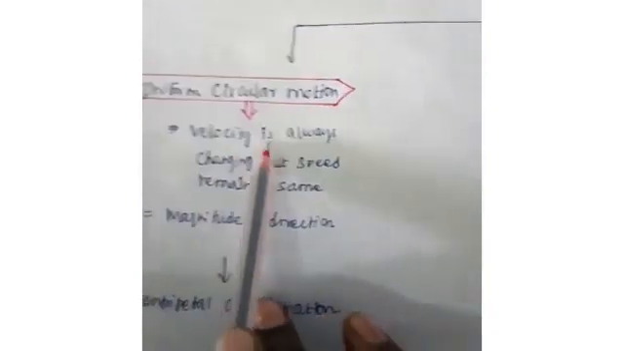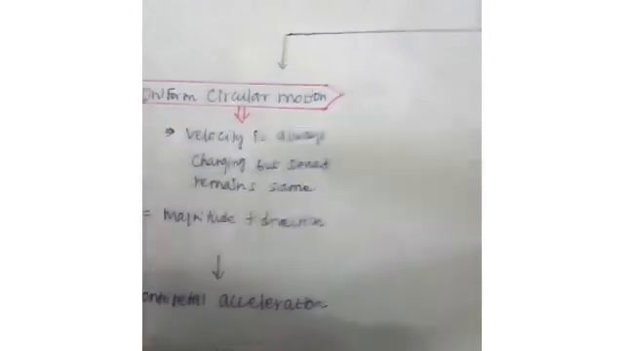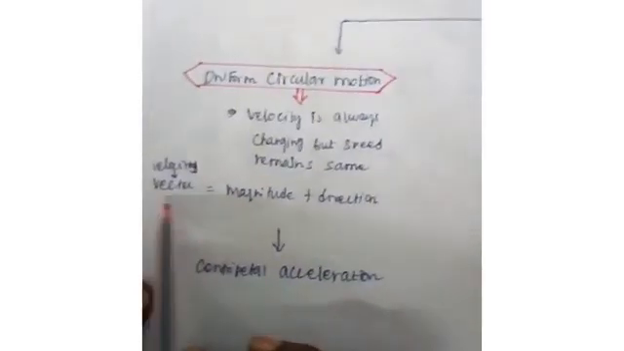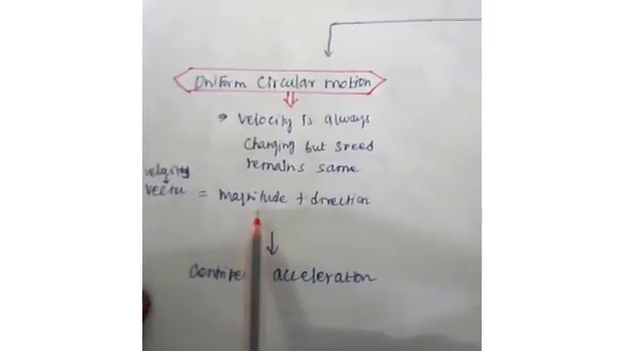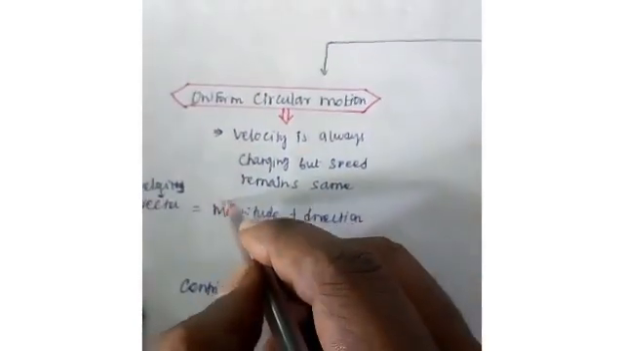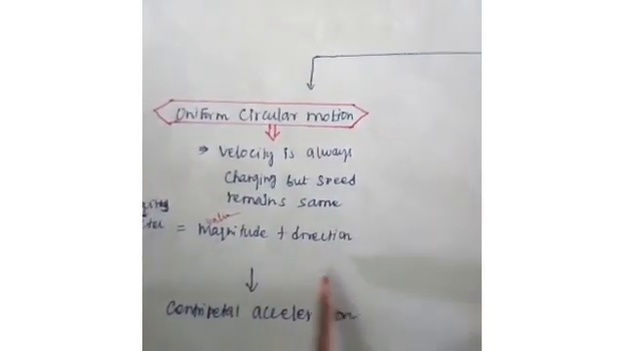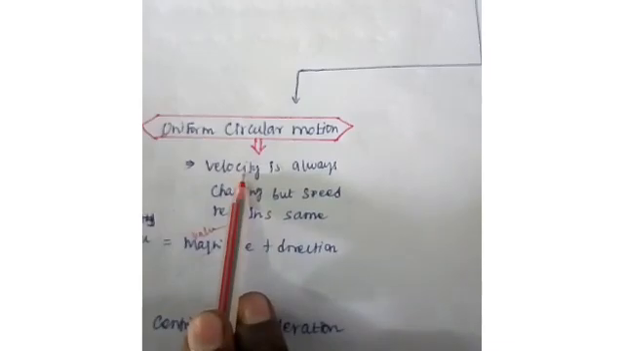Here the velocity is always changing but the speed remains the same, because velocity is a vector quantity. What is a vector? A vector is nothing but magnitude plus direction. Here magnitude is nothing but value. So the values are the same but the directions are continuously changing. That's why the velocity is changing.